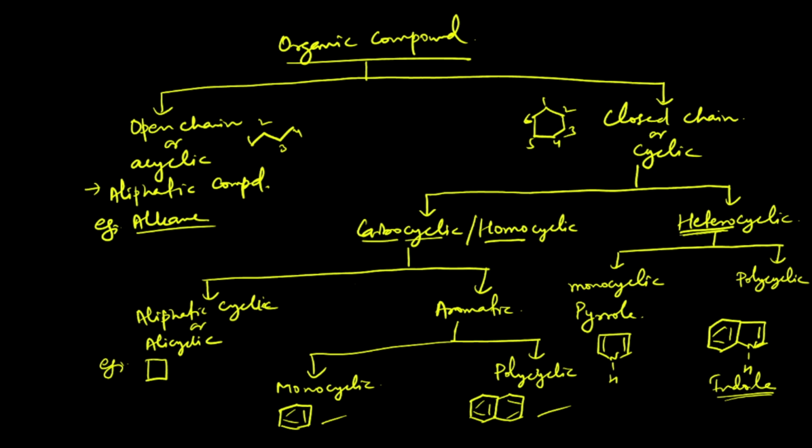Okay, now we directly move to nomenclature. So we'll see how nomenclature works. In nomenclature there are many types, like the trivial system of naming and the common system of naming, but what you need over here is only IUPAC nomenclature. Okay, IUPAC nomenclature you need.